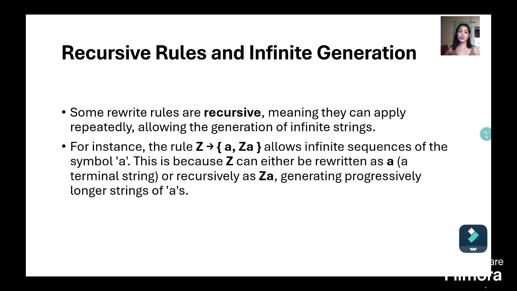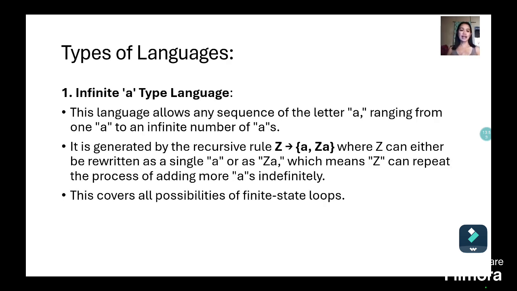Now let's proceed to recursive rules and infinite generation. Some rewrite rules are recursive, meaning they can apply repeatedly, allowing the generation of infinite strings. For instance, the rule Z replaces A or ZA allows infinite sequences of symbol A. This is because Z can either be written as a terminal string, or recursively as ZA, generating progressively longer strings of A's.